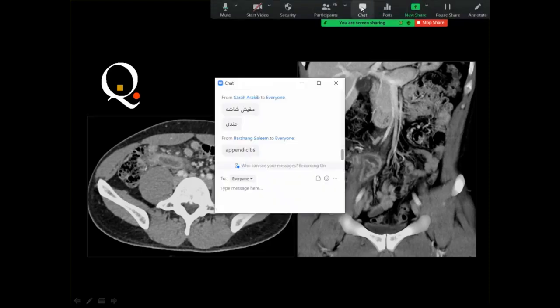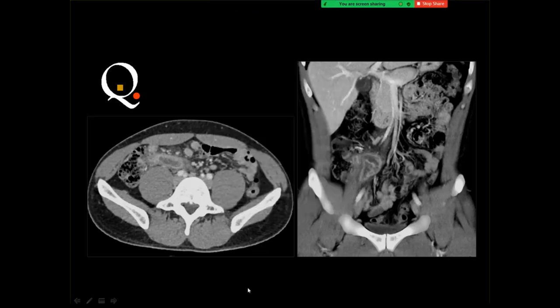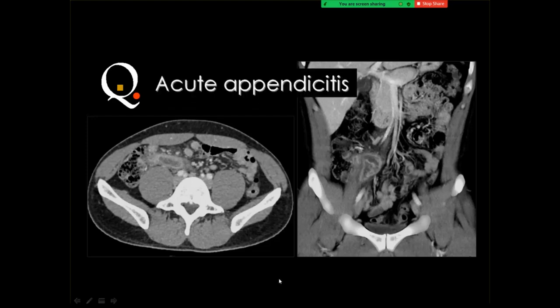What do you think? Yes, and this is the right answer. This is acute appendicitis. The appendix is swollen and the wall is thickened and enhanced, surrounded by a stranding of the fat around. And also in the coronal image, you can see the same findings, but you cannot appreciate the presence of appendicolith, which is present in about 90% of the cases, and still there are 10% of the cases with no evident obstructive lesion.